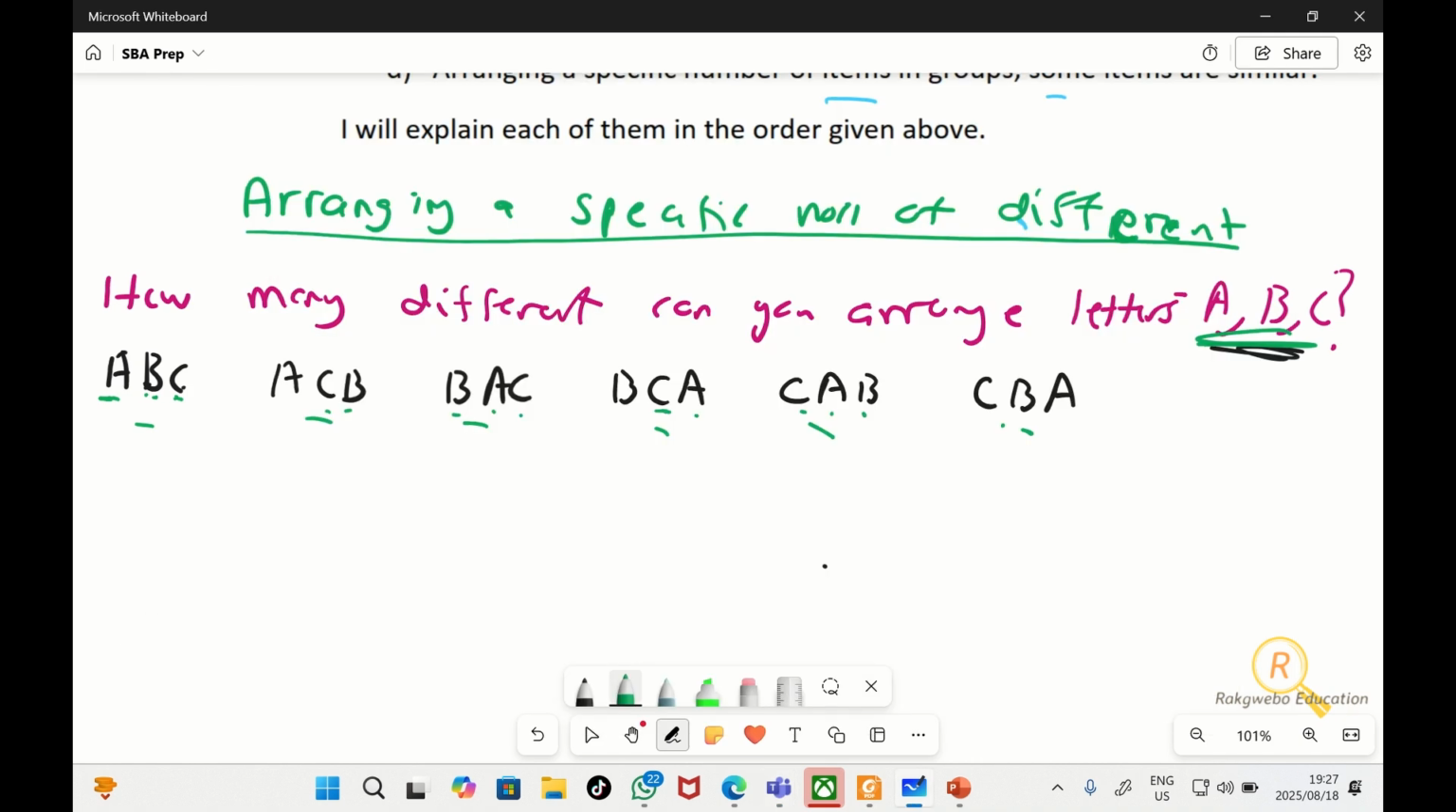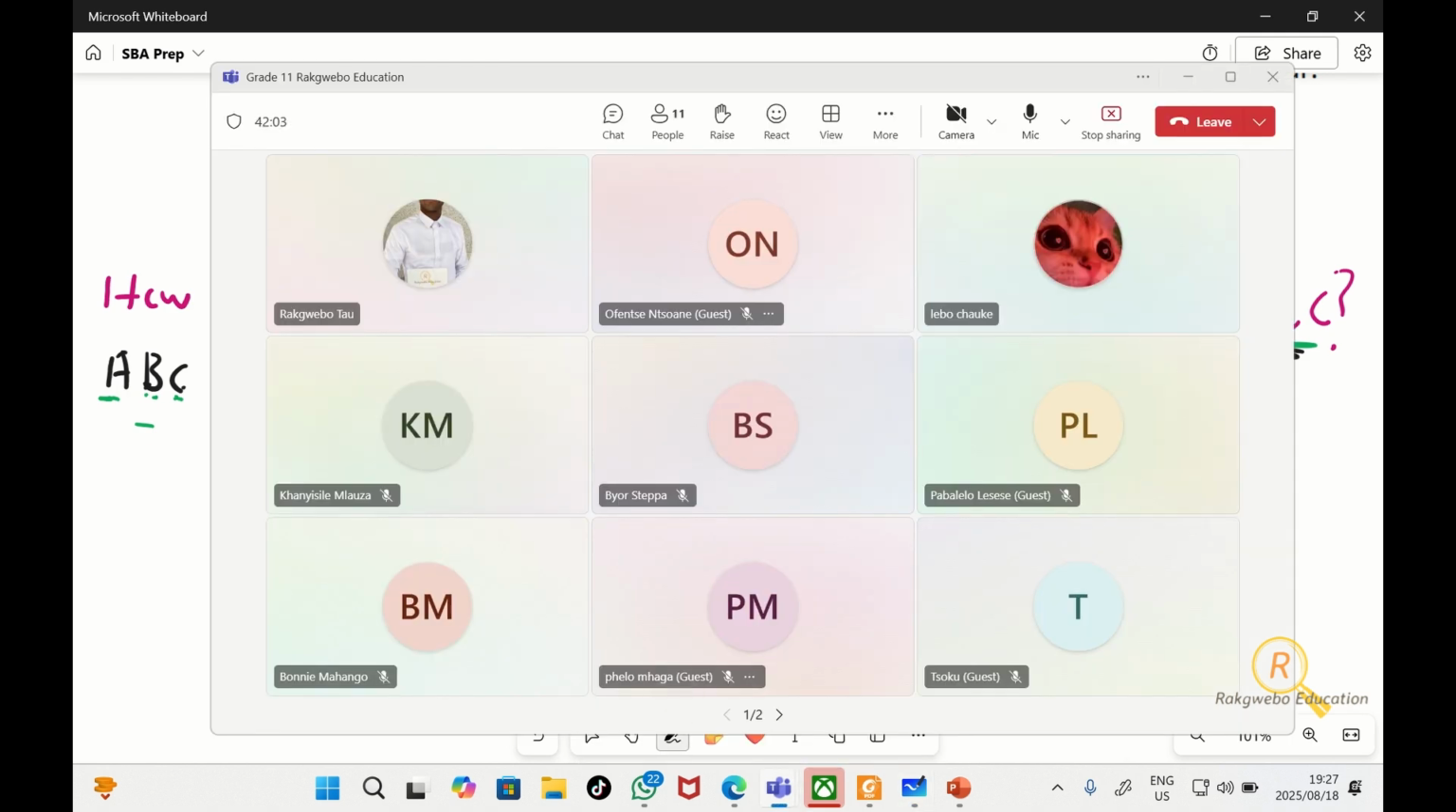Okay, sharp. Now, you'll be pleased to know that there's a shortcut to this, as always. Like we did before, there's a shortcut to this type of question. Yes, ma'am? Yes, shoot.